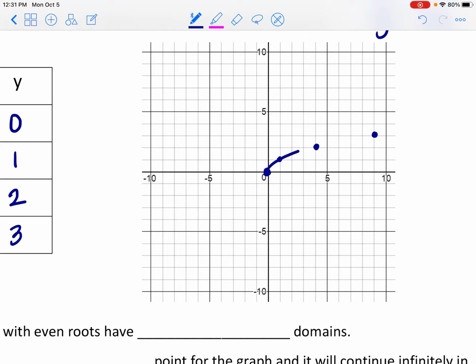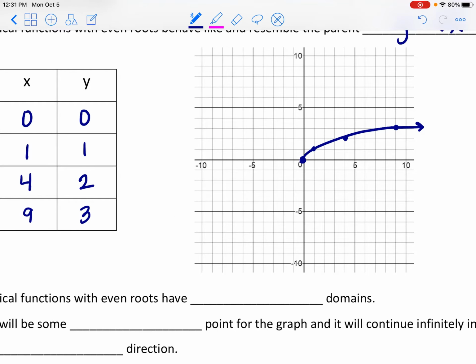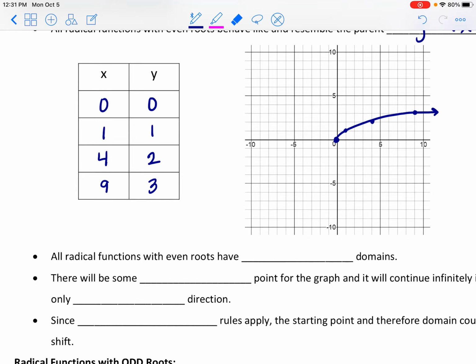So it's going to keep going in this direction with this little sort of hill-shaped graph, but it won't continue. So it'll continue forever going to the right, but there's going to be this end point on the left. This graph is going to start at that point and then continue in only the one direction.